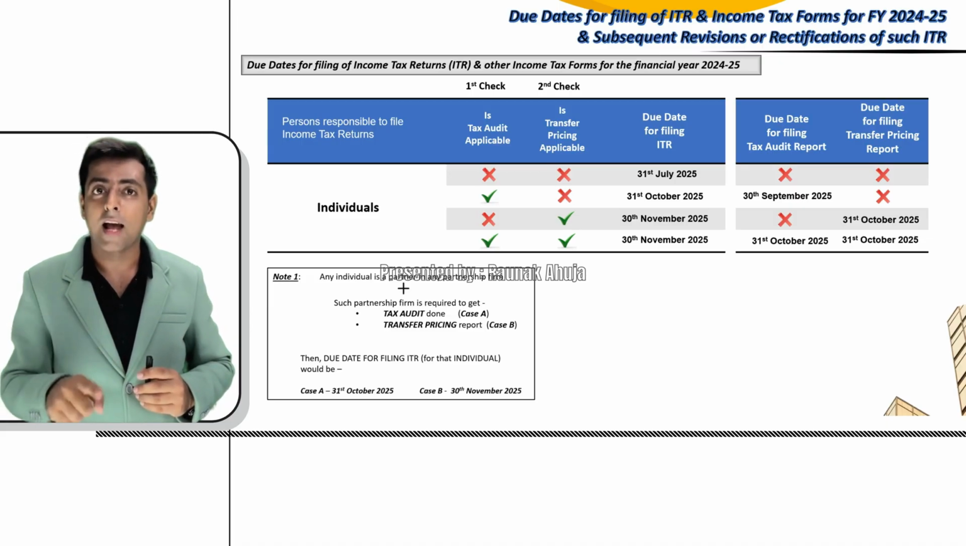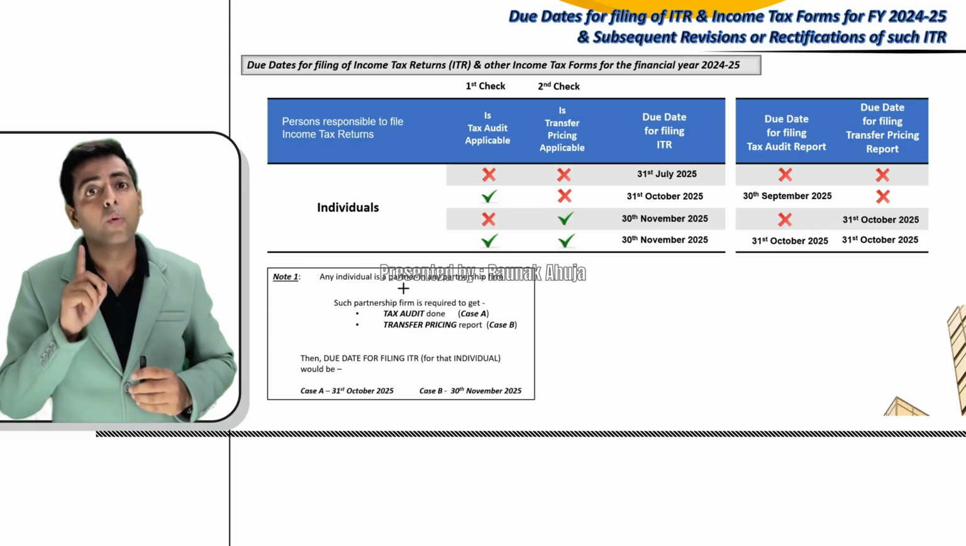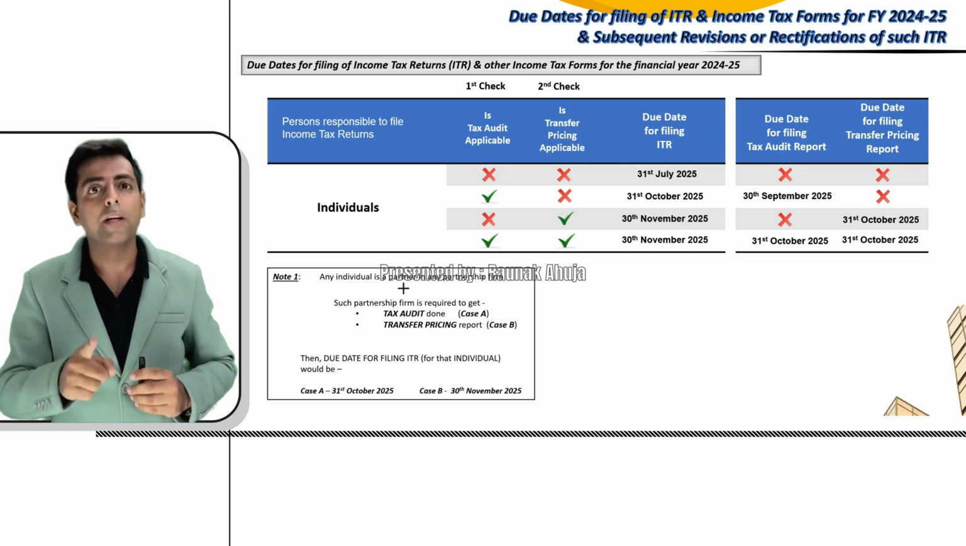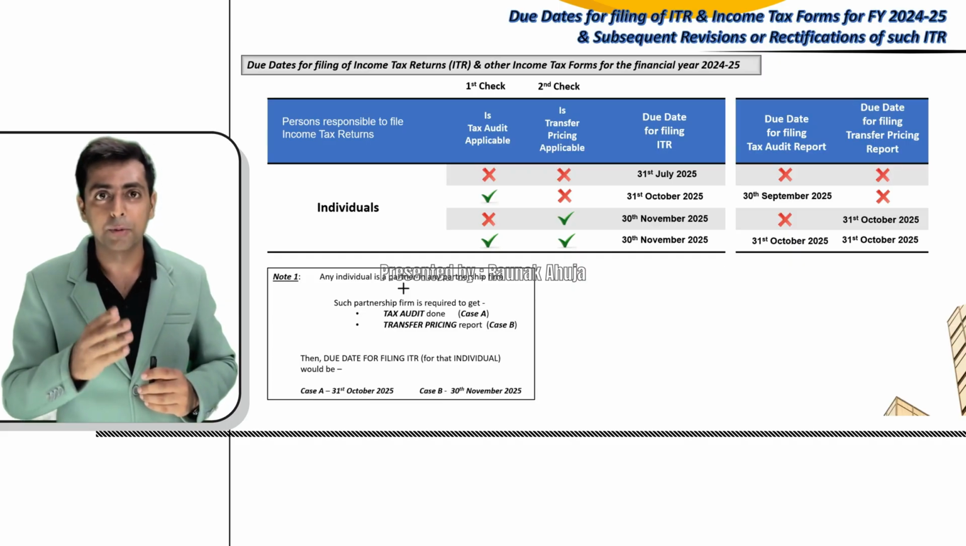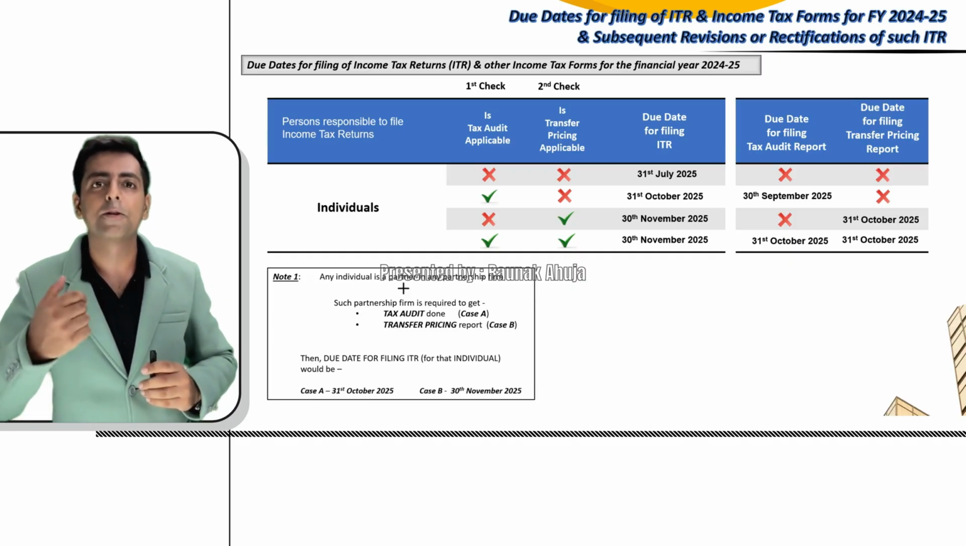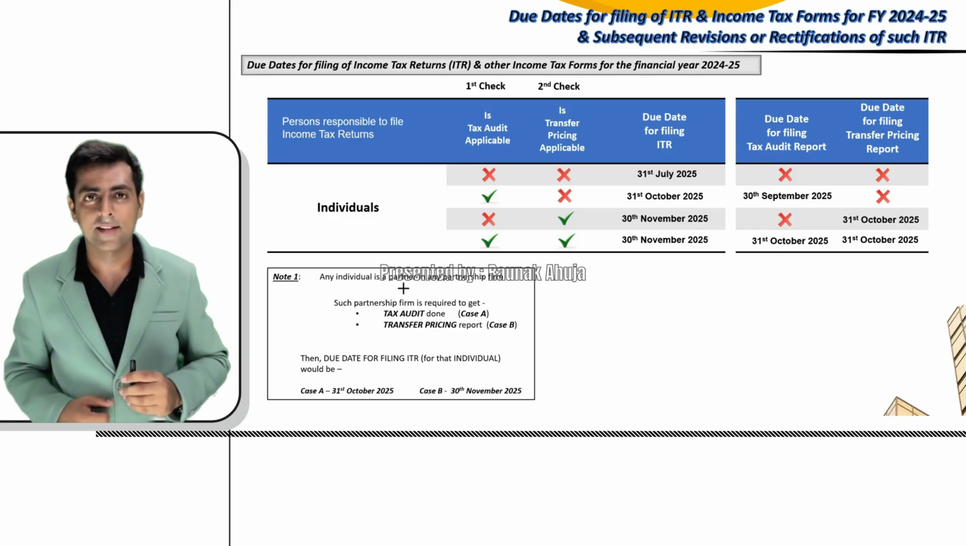Please note, the tax audit report and the transfer pricing report in such a case would be submitted only by the firm and not by the individual. It's just that the due dates get deferred for the individual as well. I hope this clarifies.